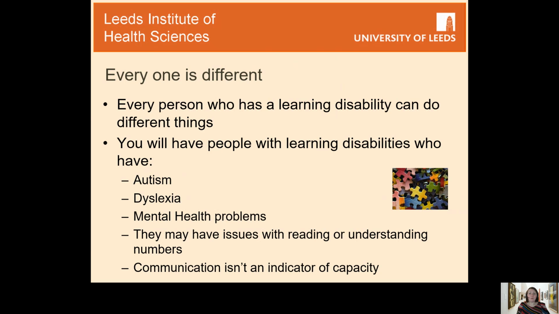And while some people, the majority actually, have communication issues, some people are excellent communicators and would lead you to believe that through their communication they have actually understood what you're saying and retained that information. But some people are extremely good at knowing when those cues are required in conversation, but not at retaining information potentially. So don't take communication as an indicator of capacity.